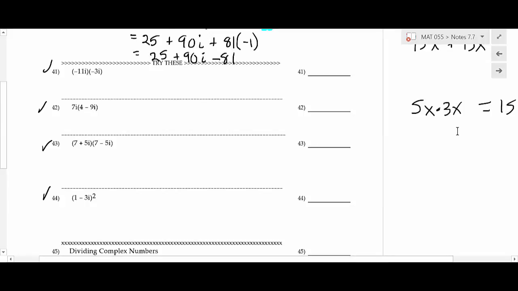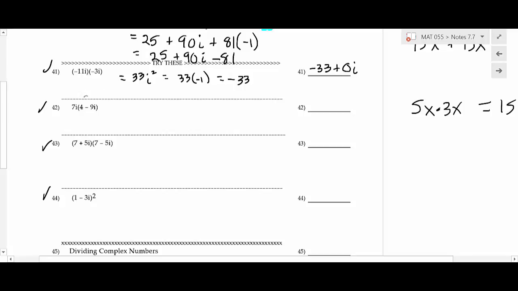Okay, so let's see if we did these right. So the first one, step 1, 33i squared. Second step, change the i squared to negative 1. So you should get negative 33, right? But then how do you write the final answer? Negative 33 plus 0i. Make sure you have both things accounted for, okay?